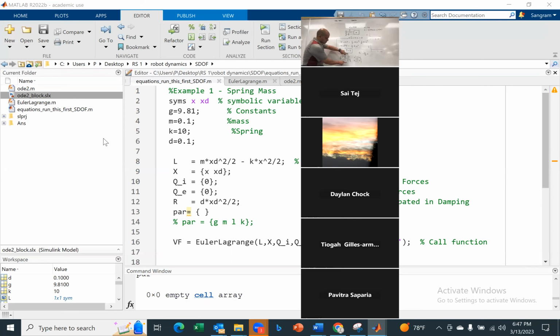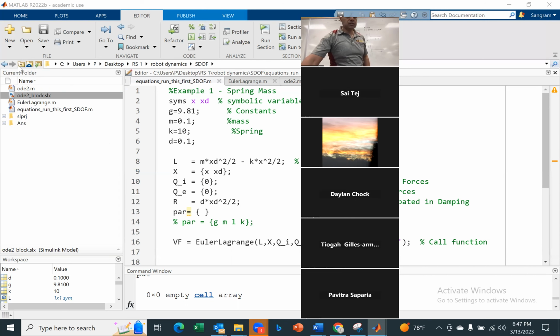Okay, so everyone got these results? And please understand, the ODE2 is implementing this equation, which is the first order equation. But please understand, we did not do anything. We only supplied the Lagrangian and MATLAB did everything else. So now I want to use the same approach to solve the pendulum problem.